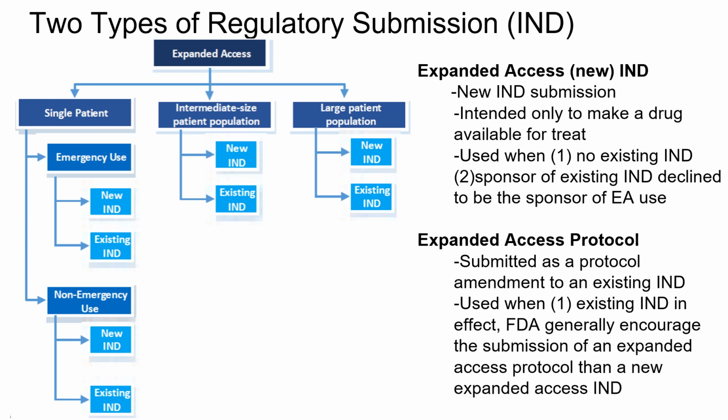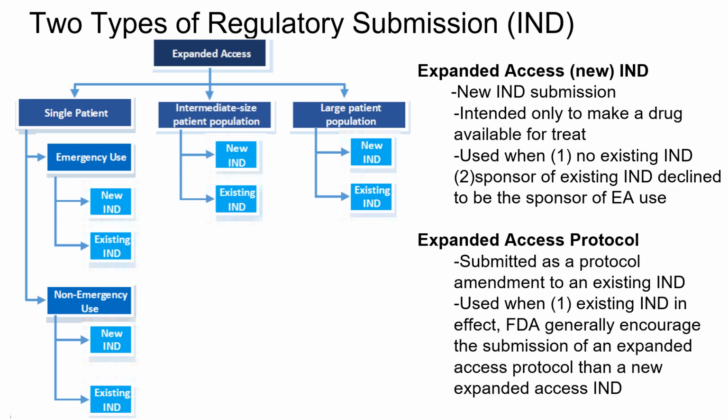Now for each category of expanded access, there are 2 types of regulatory submissions to FDA that can be made. The first one is expanded access IND. A new IND submission is intended only to make a drug available for treatment use. It is used when there is no existing IND and the sponsor, so the manufacturer of an existing IND, perhaps declines to be the sponsor of expanded access use.